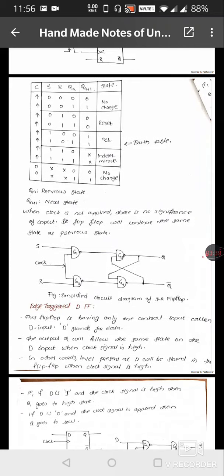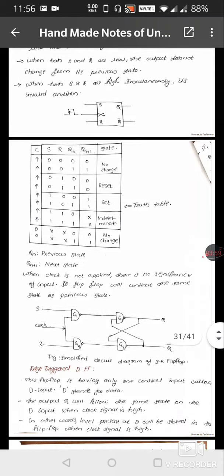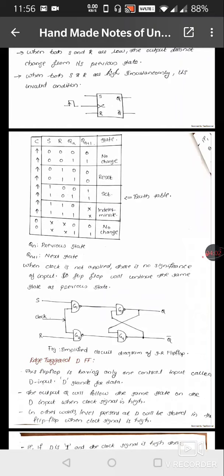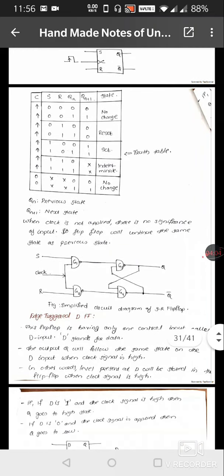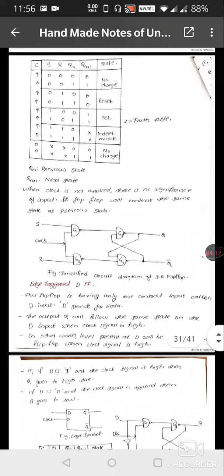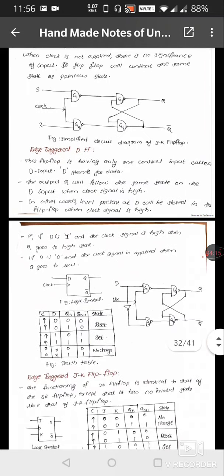We can only put 4 values of S and R. The first value of S is 0 and the second value of S is 1, and similarly the value of R is 0 and 1, so there are 4 combinations. For these 4 combinations of S and R, you can get different values of Qn and Qn plus 1. From this circuit diagram you can get these values of the truth table very clearly on your own.